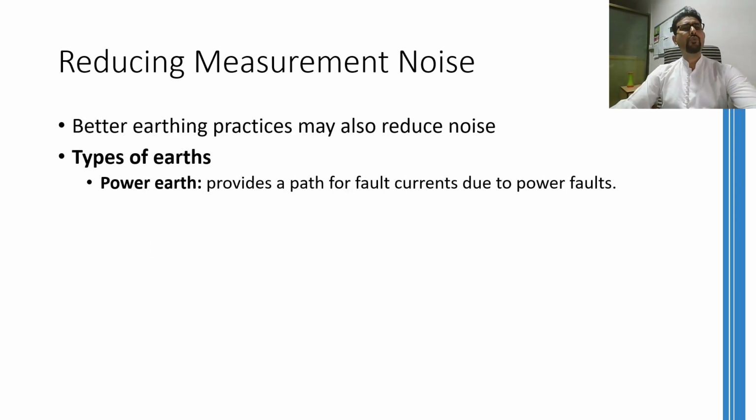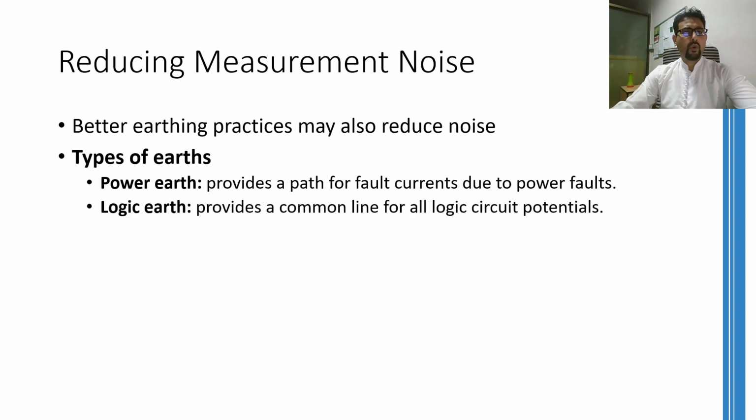As far as noise due to multiple earths is concerned, I've already discussed how you can tackle this kind of problem. In practice, there are four different kinds of earth that are used and should be properly separated from each other. The first one is the power earth, that is the path for all the fault currents that are generated due to power faults.